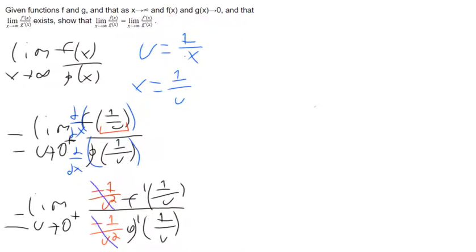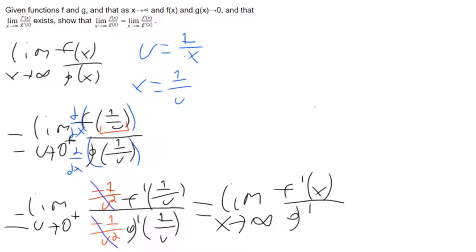And now we are basically done, except I'm just going to put this back in terms of x. So I'll say this is the limit, and if u is going to 0 from the right, if x is 1 over u, we know that x will be going towards positive infinity. So x is going to positive infinity. We have f prime of 1 over u, which is our x, over g prime of 1 over u, which is also our x. So we've shown that this equals this, which is what we wanted to prove.